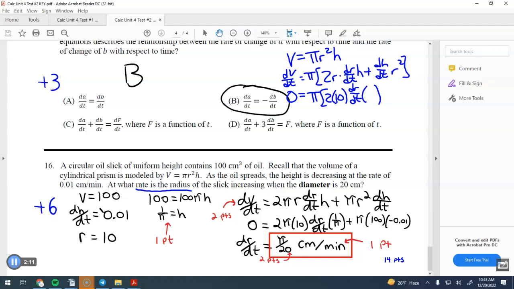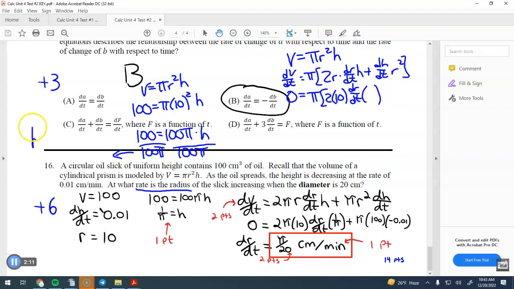Okay, so I've got to do a side quest for that one. For the height, I know volume equals pi r squared h. I know the volume is 100. I know the radius is 10. So I can use this to find out what h is. It'll be 100 equals 100 pi times h. If I divide both sides by 100 pi, I get that h equals 1 over pi. Is that part okay?